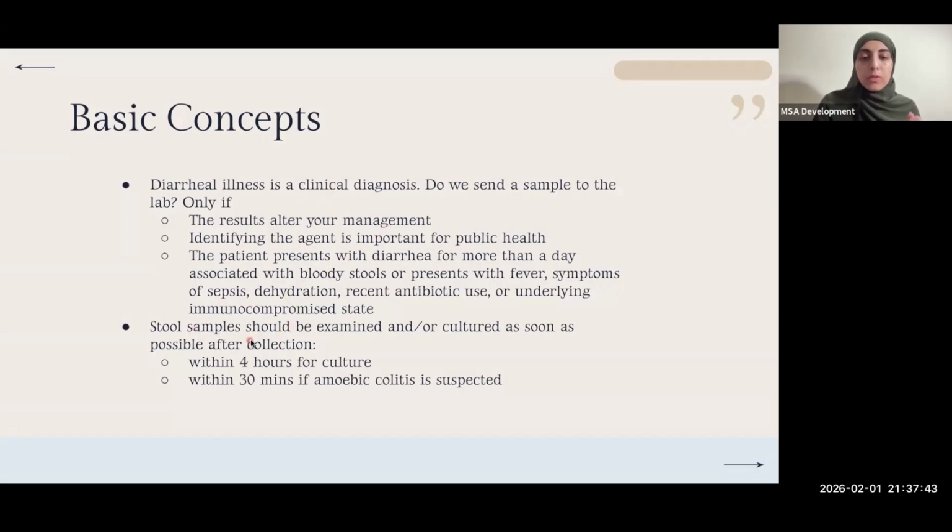Now, important things for the culture. It makes sense. You take this stool sample and you culture it, okay? You should make sure that the culture is examined within 4 hours of collection or within 30 minutes of collection if you're suspecting amoebic colitis. Okay, so point is don't leave it out for too long. Send it right away to analysis.